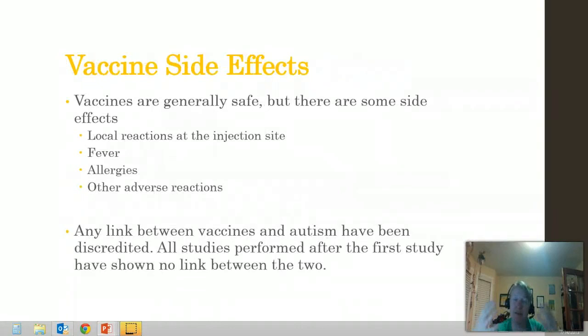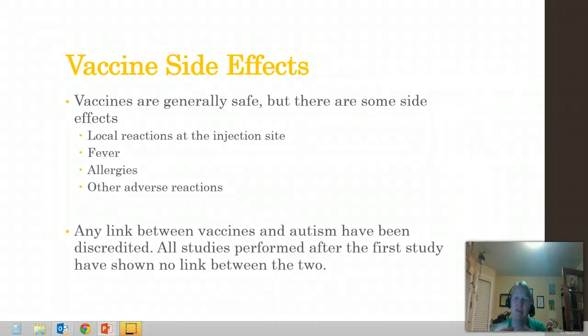So we've always heard about side effects of vaccines, and I'm sure when you've gotten a shot, you've had a side effect of some sort. Like when I get my tetanus shots, my arm always hurts for days. And there are some side effects, but they're generally mild, and they're definitely worth the protection that's provided to you by the vaccine.